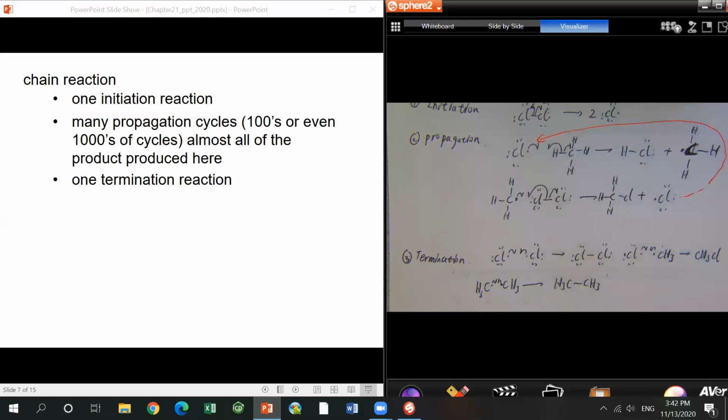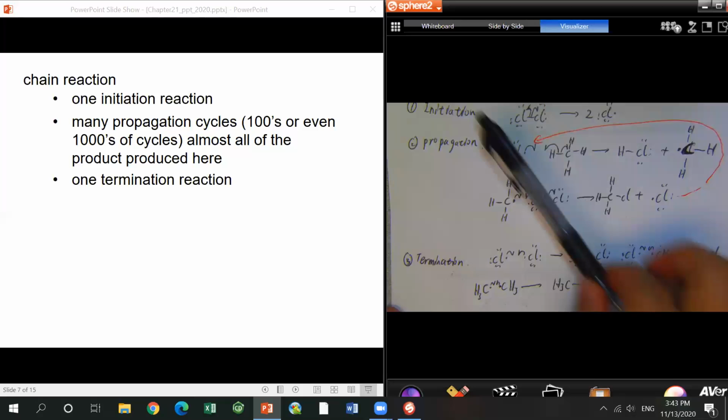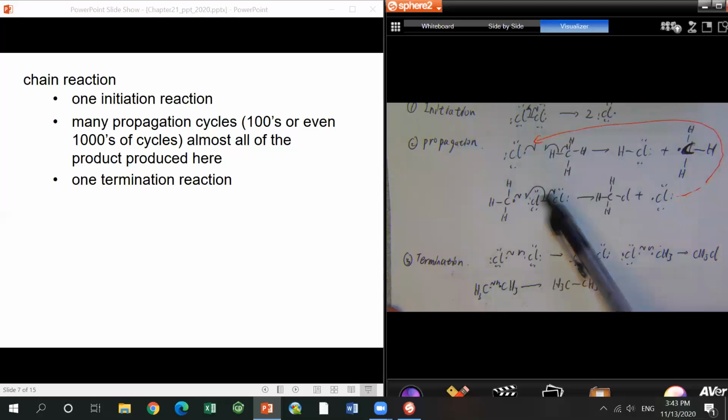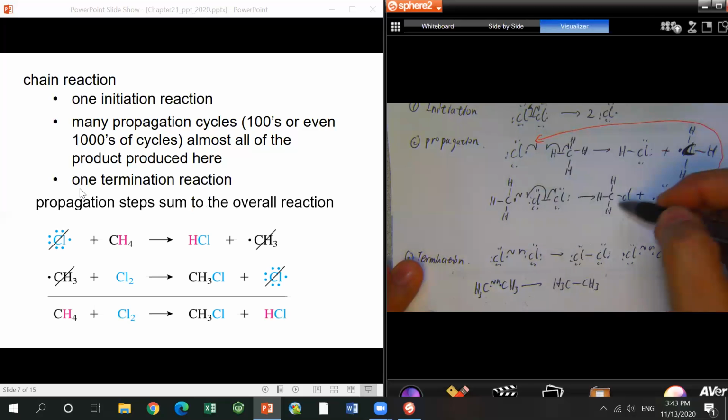So 1,000 times. And eventually, once you consume all the molecules, then only radicals are left. So one termination step kills all the radicals and finishes the reaction. And so that means for real reactions, there is just a small number of initiation and termination steps. The main reactions are the propagation, which you do many times. And for the overall reaction, you just add these two main reactions together.